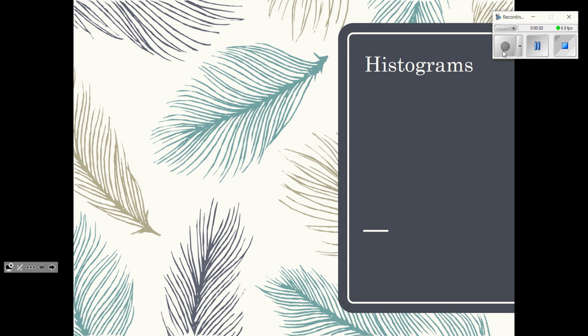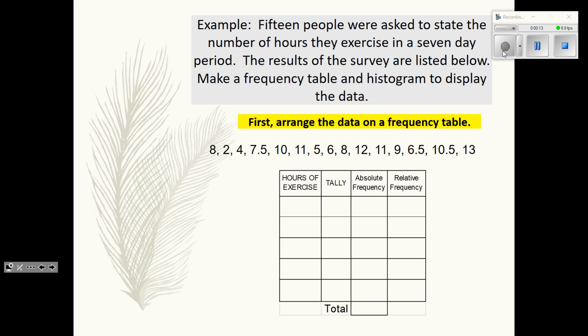Okay, in today's lesson we're going to be looking at histograms. Histograms are a way to display information. It looks very similar to a bar graph, and the difference is that the bars are all touching one another, but we'll look at that here in just a minute. But first let's look at how you take a set of information and figure out the frequency.